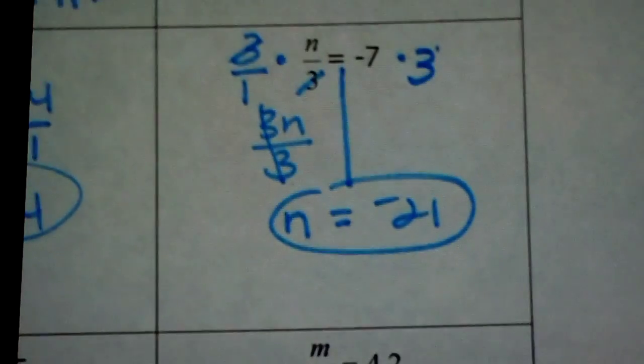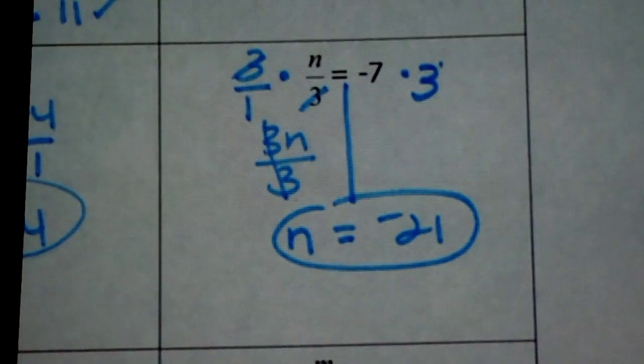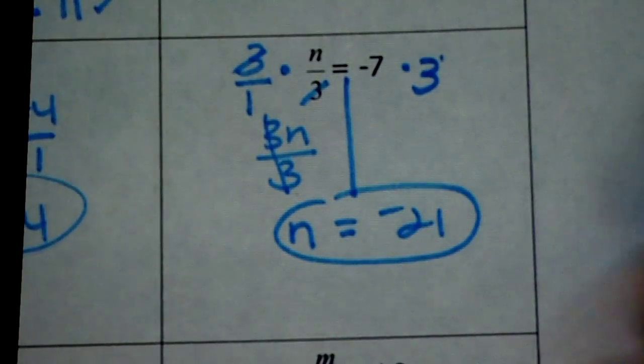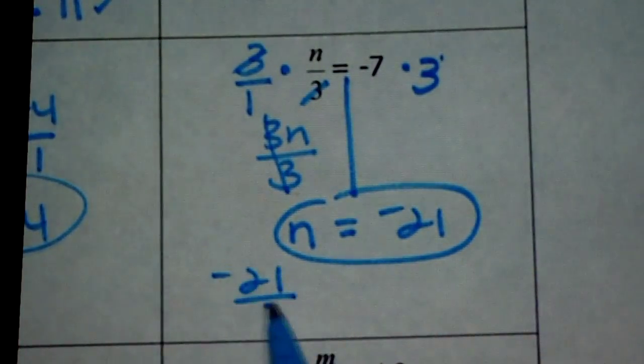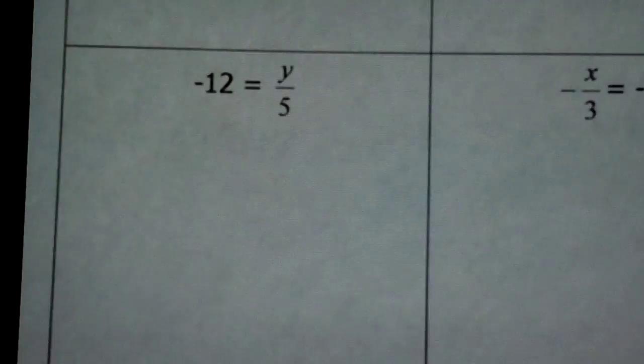So with multiplication and division equations, your goal is kind of to get a 1n or 1y, because 1n or 1y is the same thing as n or y. All right. And is negative 21 divided by 3 negative 7? I'm asking you this. If you plug it in, does it work? Yes, it does.